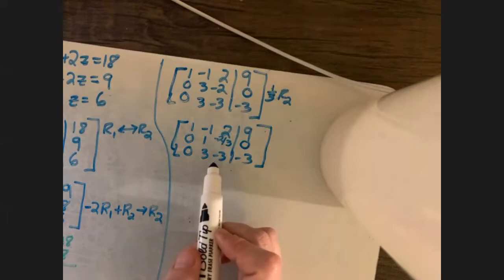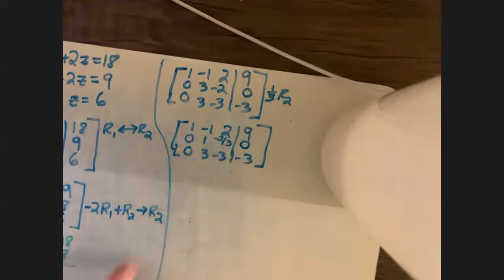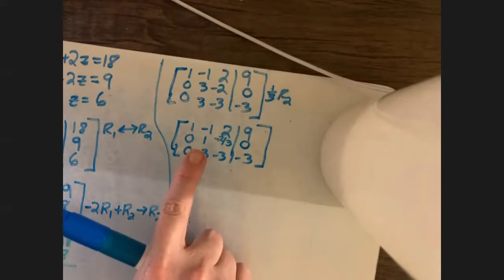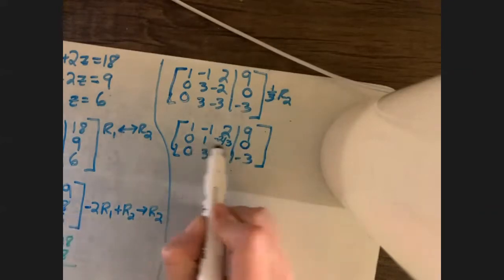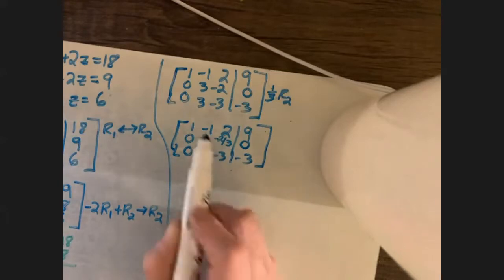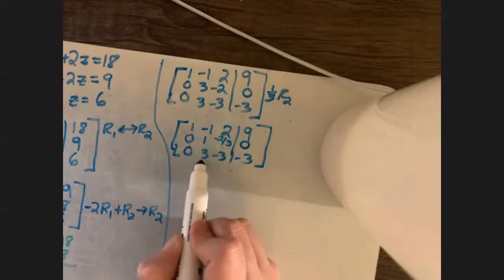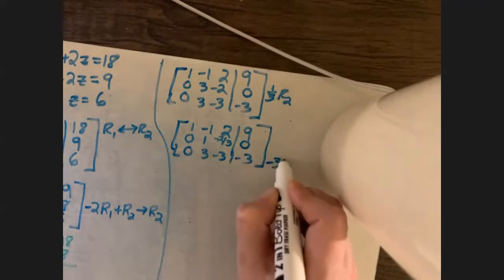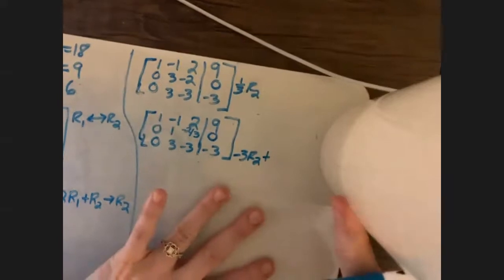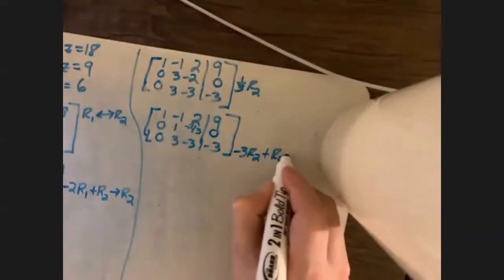Now, the same way that we did back over here, you best not touch row 1 right now. You have got to use row 2 to get rid of row 3. So I need to use my +1 to get rid of that 3. I need a -3. So we're going to do -3 row 2 plus row 3, and that's going to be my new row 3.